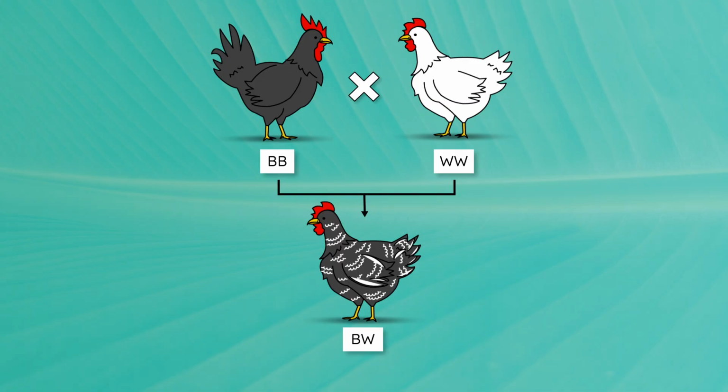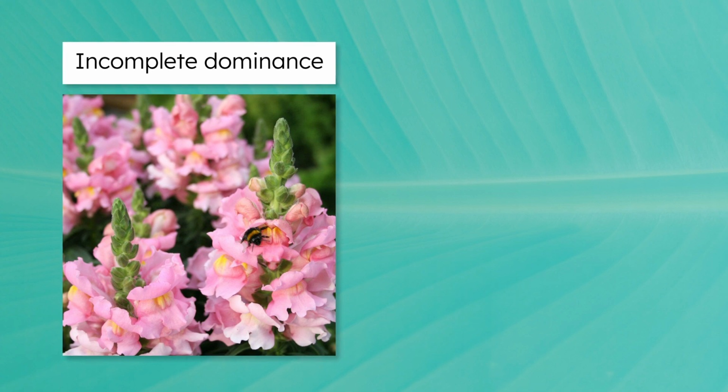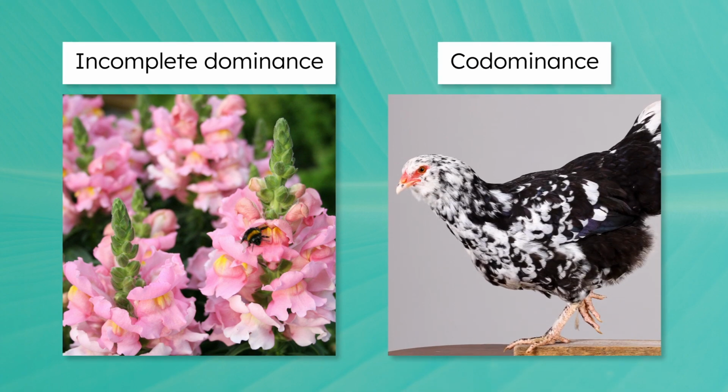This pattern of inheritance is called codominance, when both alleles are expressed equally, resulting in a phenotype that shows both traits simultaneously. The Latin root co means together or jointly. So you can think of codominant alleles as cooperating together. Unlike incomplete dominance, where traits blend together, codominance results in both traits appearing fully and separately.